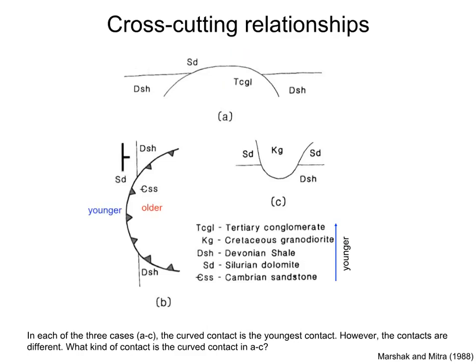In the second case, older Cambrian sandstones rest above easterly dipping Silurian and Devonian strata. This is a thrust. The Cambrian sandstones have been thrusted over the Silurian and Devonian sediments. And in the third case, Cretaceous granodiorite cuts Silurian and Devonian strata. A granodiorite is an igneous, intrusive rock, and therefore this is an intrusive contact. The granodiorite intruded the Silurian and Devonian sediments.